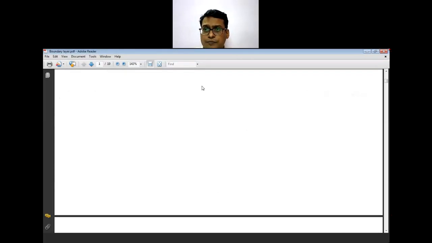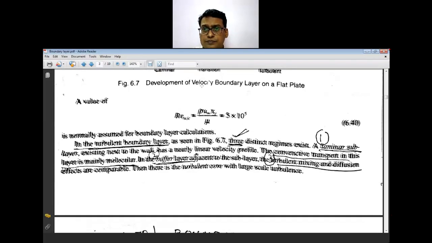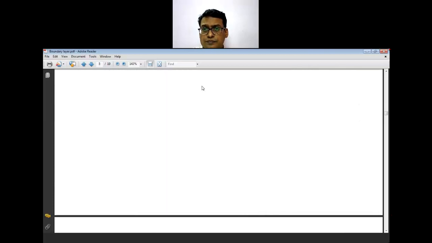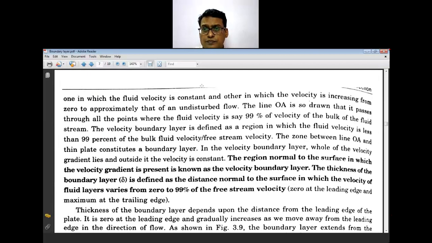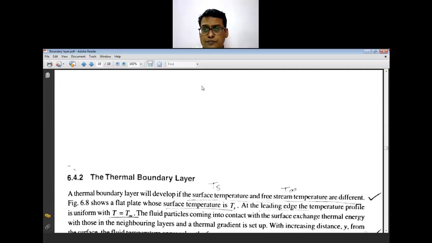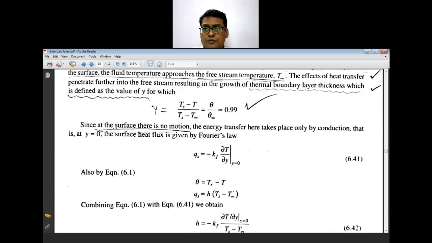Okay, this is the boundary layer concept, that is what this temperature correlation that exists, that is Ts minus T upon Ts minus T infinity, which is defined as theta upon theta infinity, which is equal to 0.99. Then the conductive heat transfer that is taking place just on the surface.